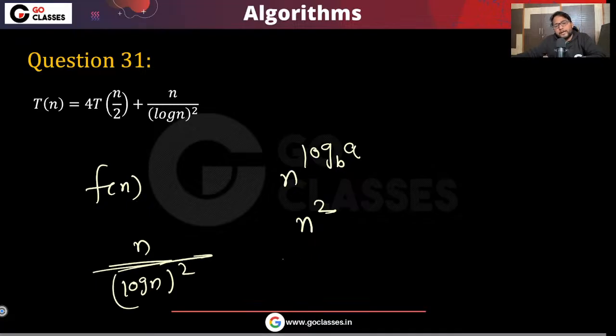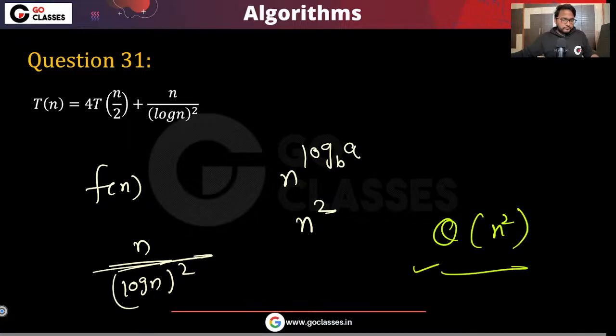See here you need to tell me the answer. This is a little interesting question. First of all, tell me, is this polynomially greater? What do you think? I think yes, right? So this is polynomially greater, because even if you multiply by log n squared, it will definitely be polynomially greater. So theta of n squared is the direct answer.